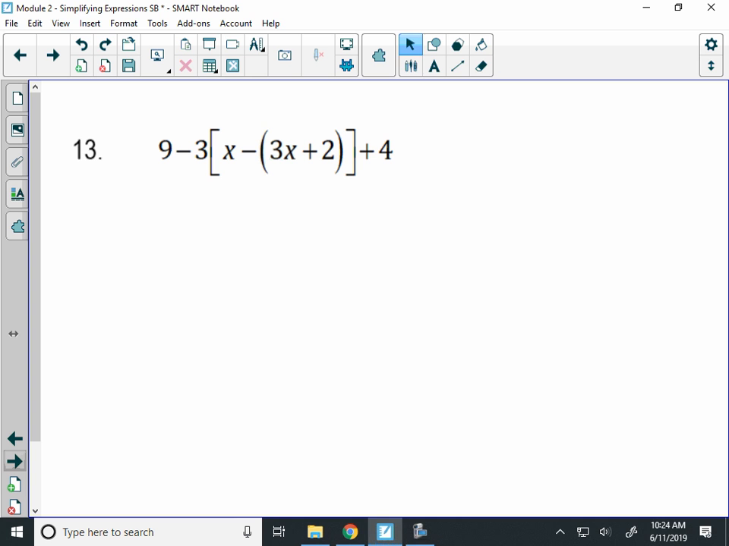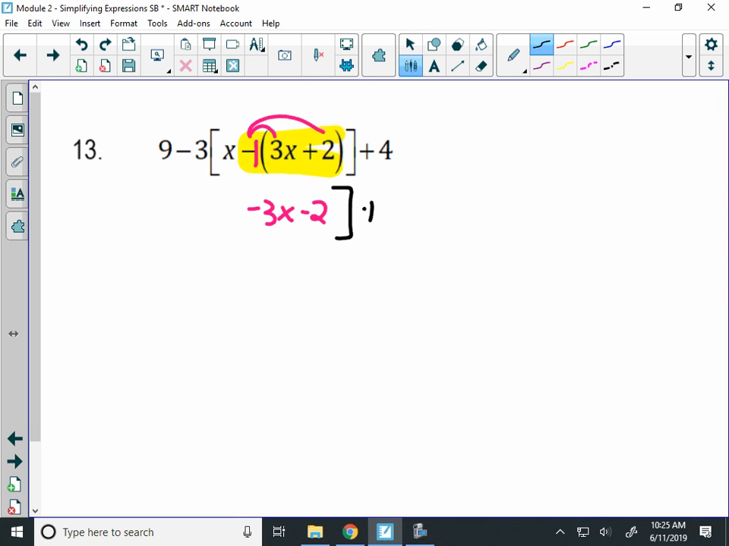Number 13, start on the inside here. So I'm going to start by distributing. There's a little -1 right there. So that'll give me -3x minus 2. And then build everything else up around it. Nothing else is going to change.